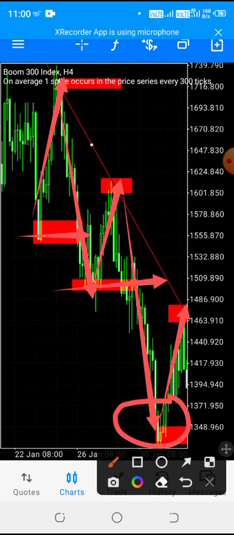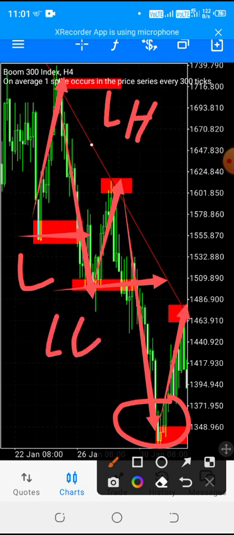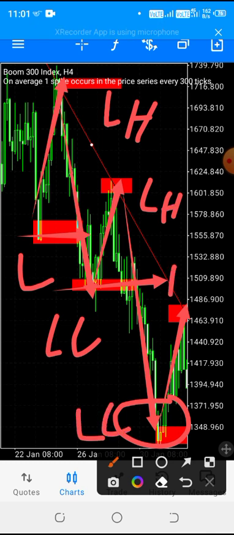Now we anticipate that this move here should be broken, but in our case it has not been broken. So on a down trade, the market always makes this is a low, this is a high, this is a low and this is a lower high. So we have a lower low here, a lower high here, a lower low here, a lower high here. So we anticipate the market to create another lower low, another lower high.